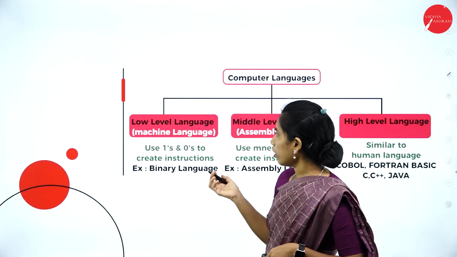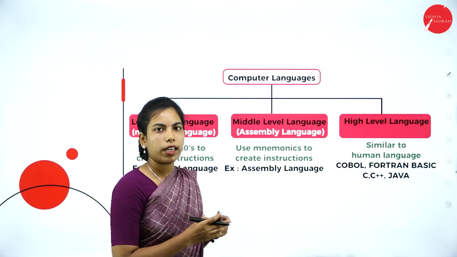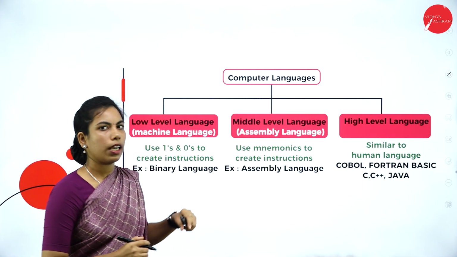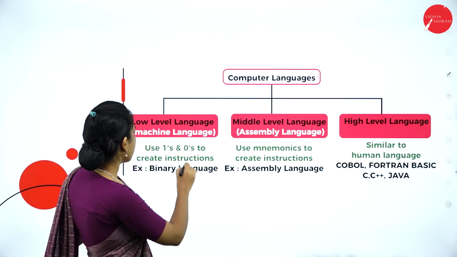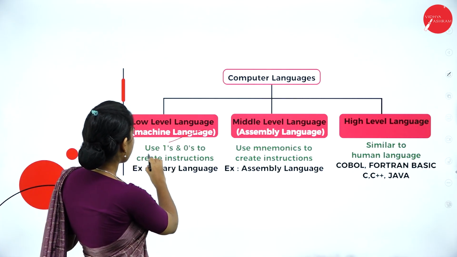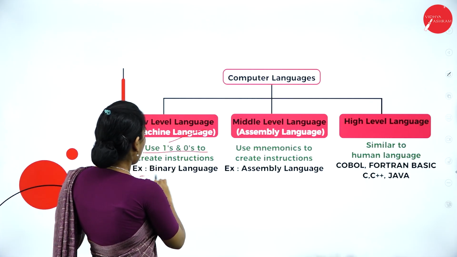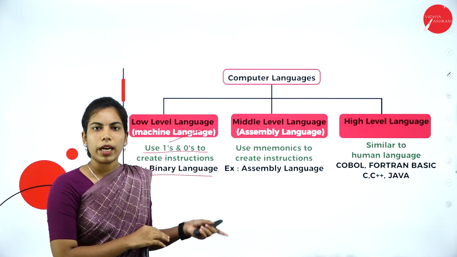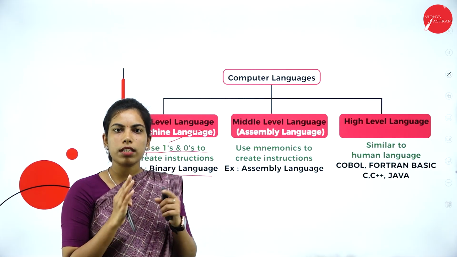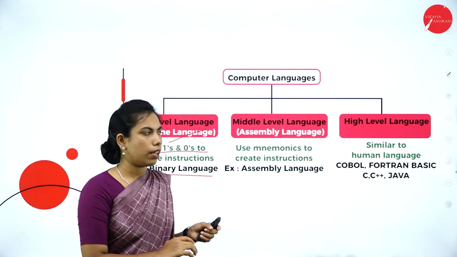Here you can see one quick chart for high level language, low level language and also middle level language. The first one is low level language. Low level language only uses zeros and ones, and 0 and 1 we can also call binary language. Bi means 2, right? It only uses 0 and 1. That's why it's a binary level language.